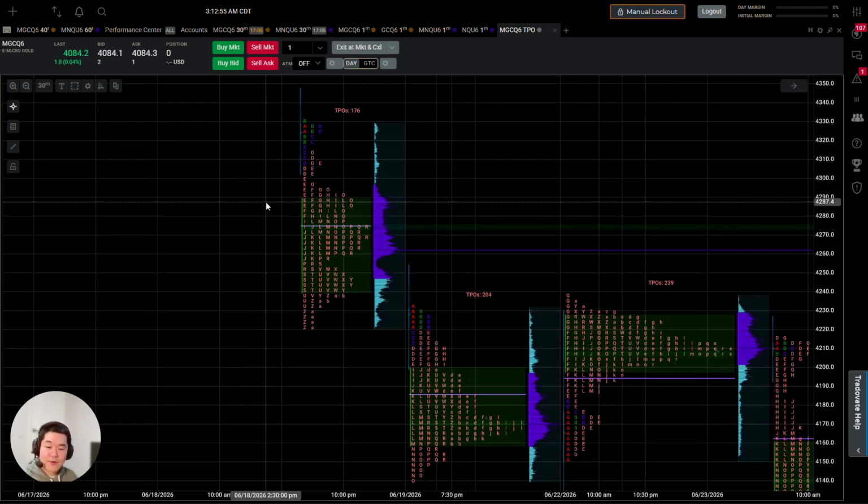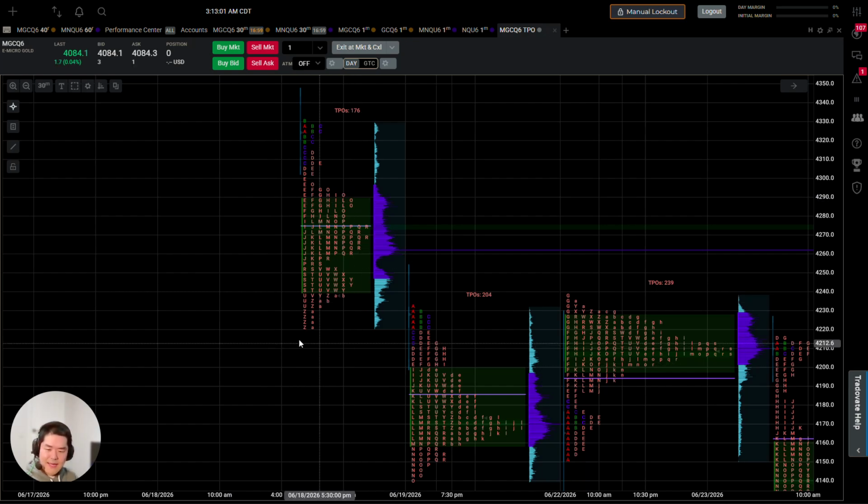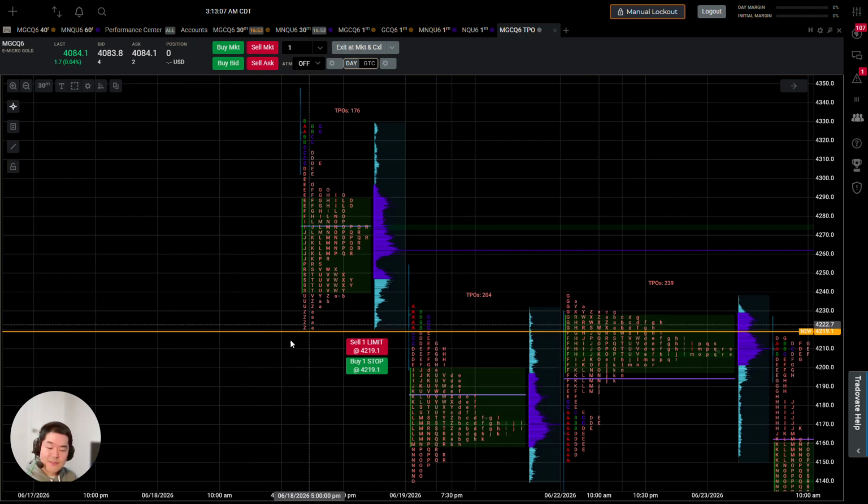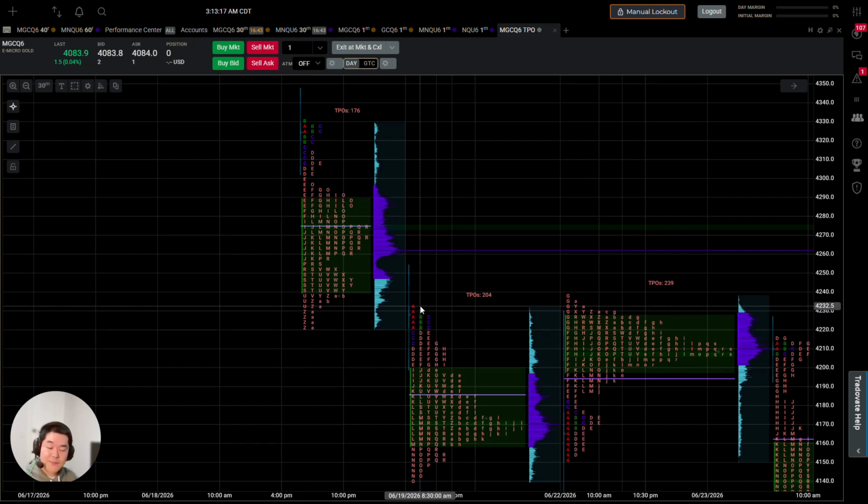Now let's go a step further and look at a poor high and a poor low. What is this? At the bottom here, we can see two different letters with equal lows. This represents an incomplete auction. So price is very likely to revisit this area and break and trade lower.